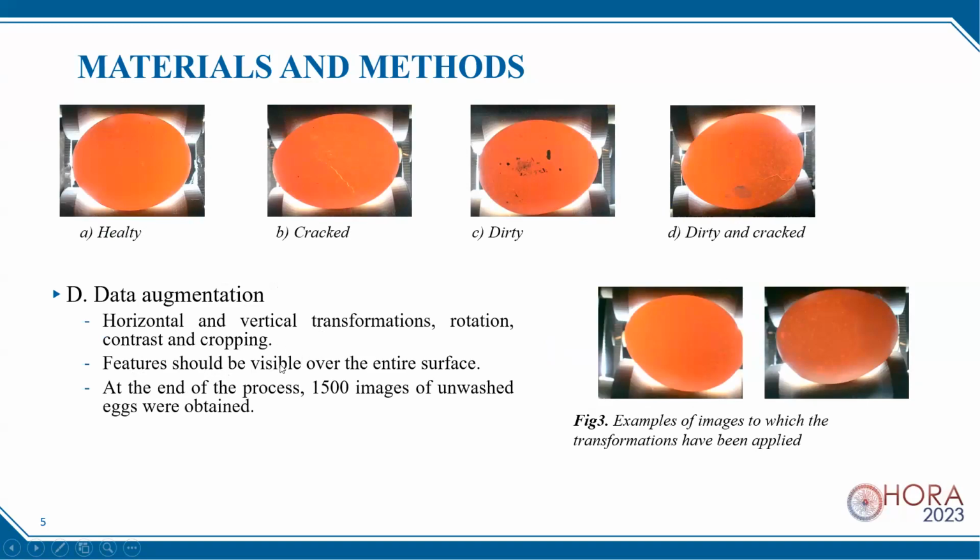The number of images we had to train the network was quite small, considering the classes we had, so we used data augmentation so that the network can understand the different classes. The transformations we applied were horizontal and vertical transformation, rotation, contrast, and cropping. Pictures should be visible over the entire surface.